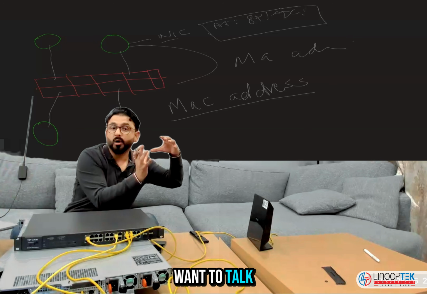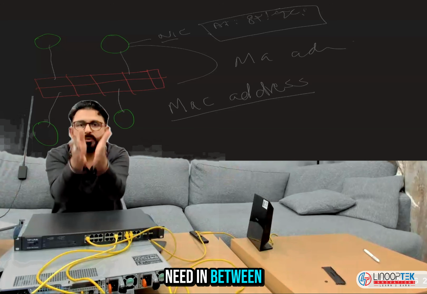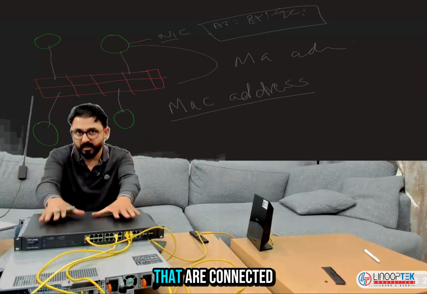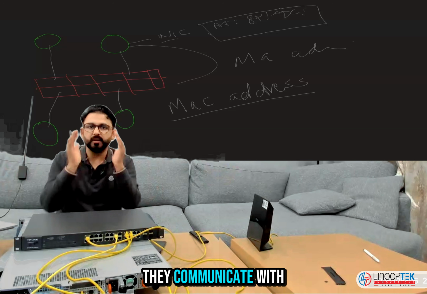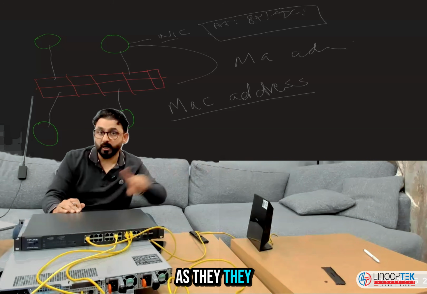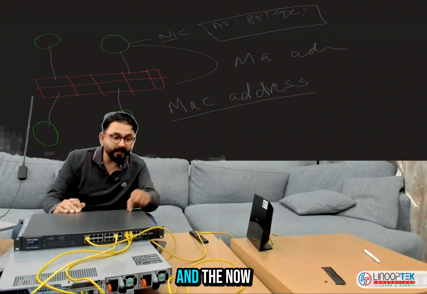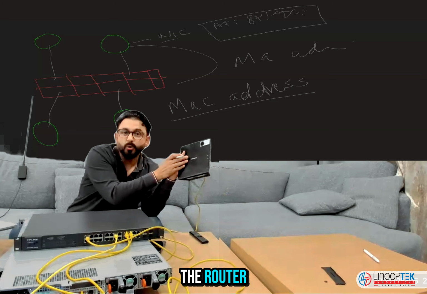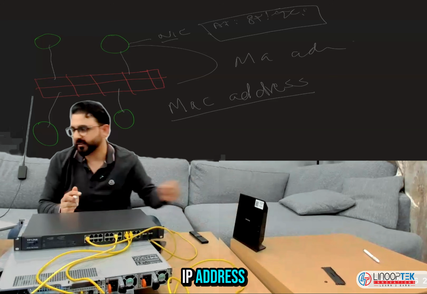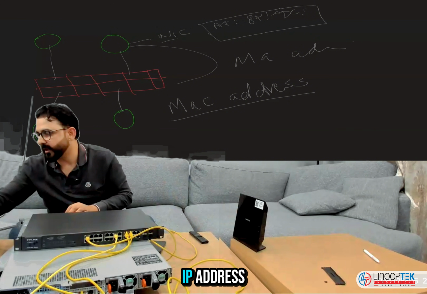But if we want to talk to another family, another network of servers or devices, we need a router in between. We also learned that the machines connected to the switch communicate with each other using the MAC address. But as soon as they want to go to a different network, and the traffic needs to go to the router, the machine will use something called an IP address. Internet protocol address.